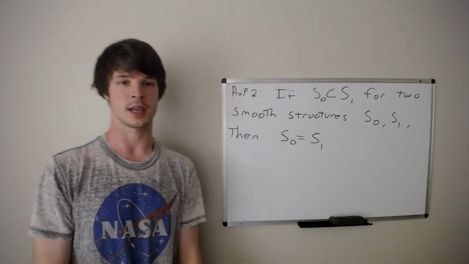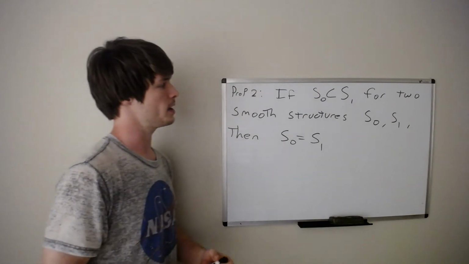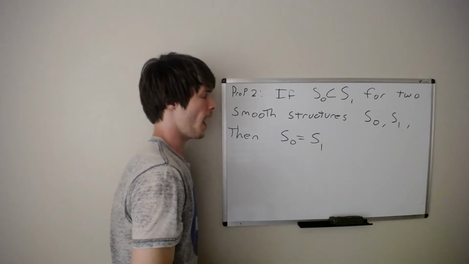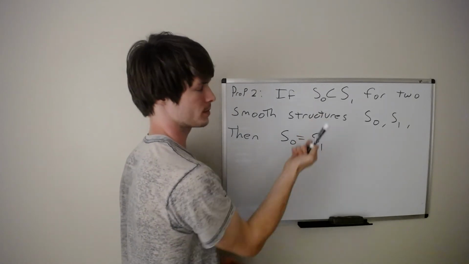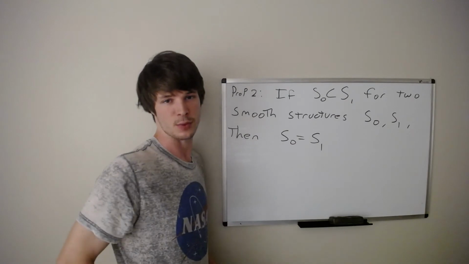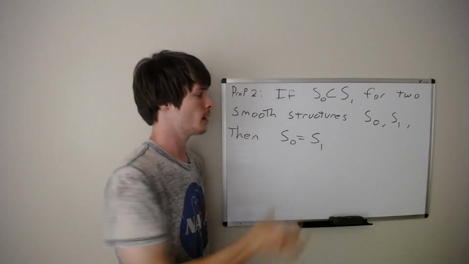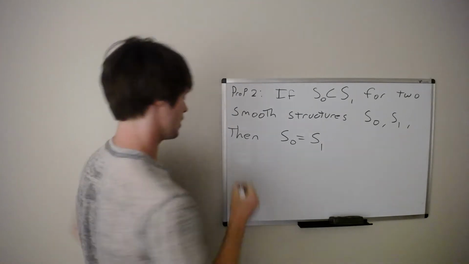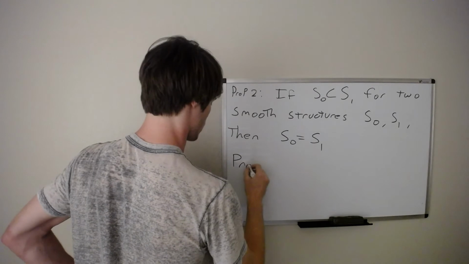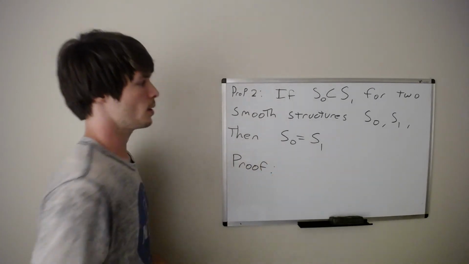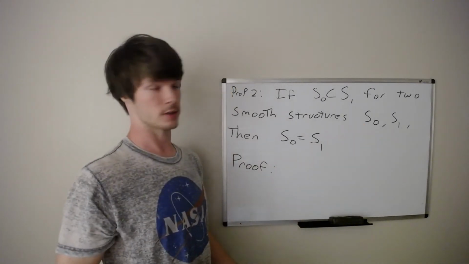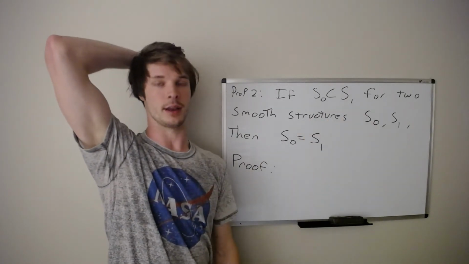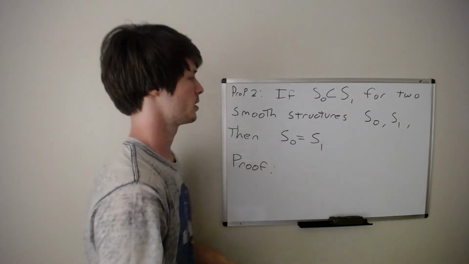So here's our second proposition. If I give you two smooth structures, S0 and S1, and you know that one of them, say S0, is contained in S1, the other smooth structure, then in fact both of these smooth structures are equal. So let me demonstrate that. Let's go ahead and assume that we're given two smooth structures, S0 and S1, and that we know that S0 is contained in S1. So we know this.